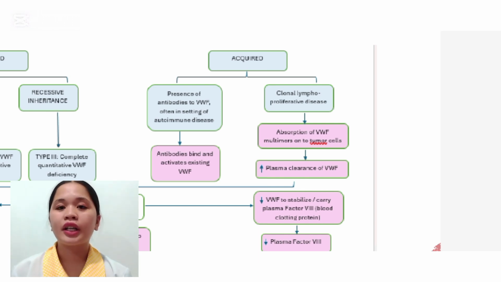The antibodies that target the von Willebrand factor may bind to it directly, causing either inactivation or activation. In some cases, these antibodies increase the tendency of the von Willebrand factor to interact with platelets or with endothelial surfaces, leading to rapid degradation or clearance. Another result of the acquired form is the clonal lymphoproliferative disease.